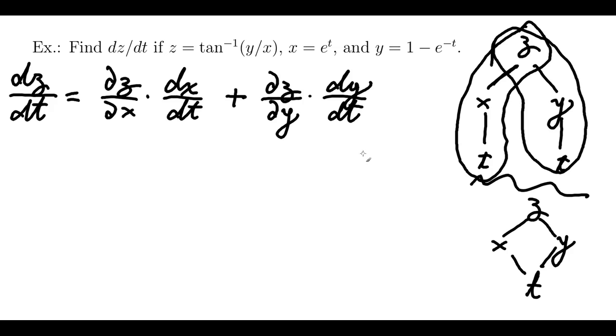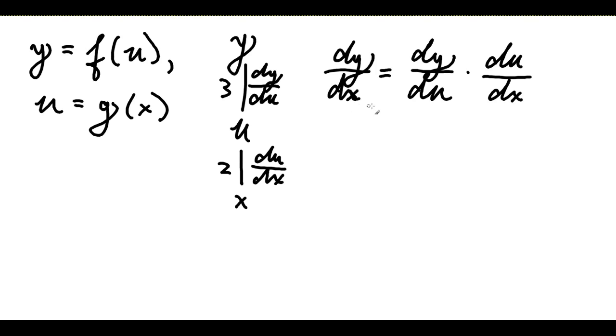Now, it is possible some students prefer to write simpler notations for these. So if you want to write this instead as something like z sub x times x prime plus z sub y times y prime, that is technically acceptable and it's much more compact. However, I feel like it loses some of the checks and structural arrangements that we get with the Leibniz notation.